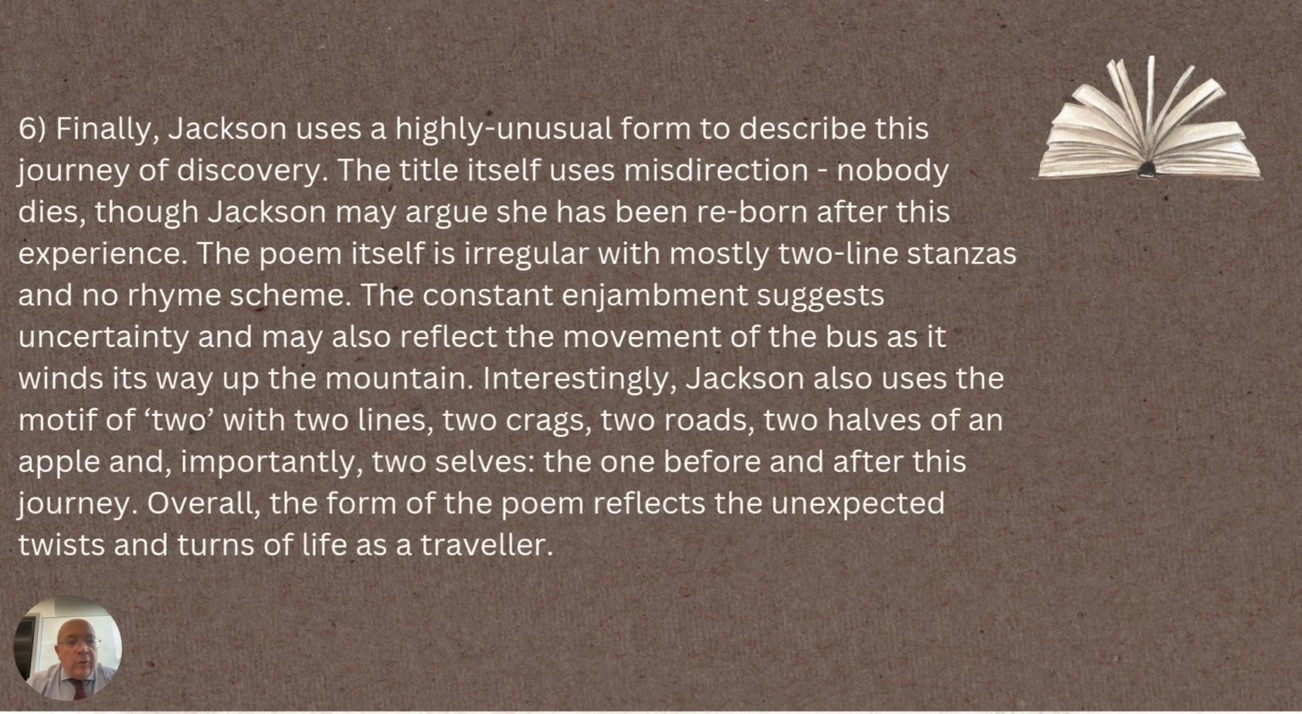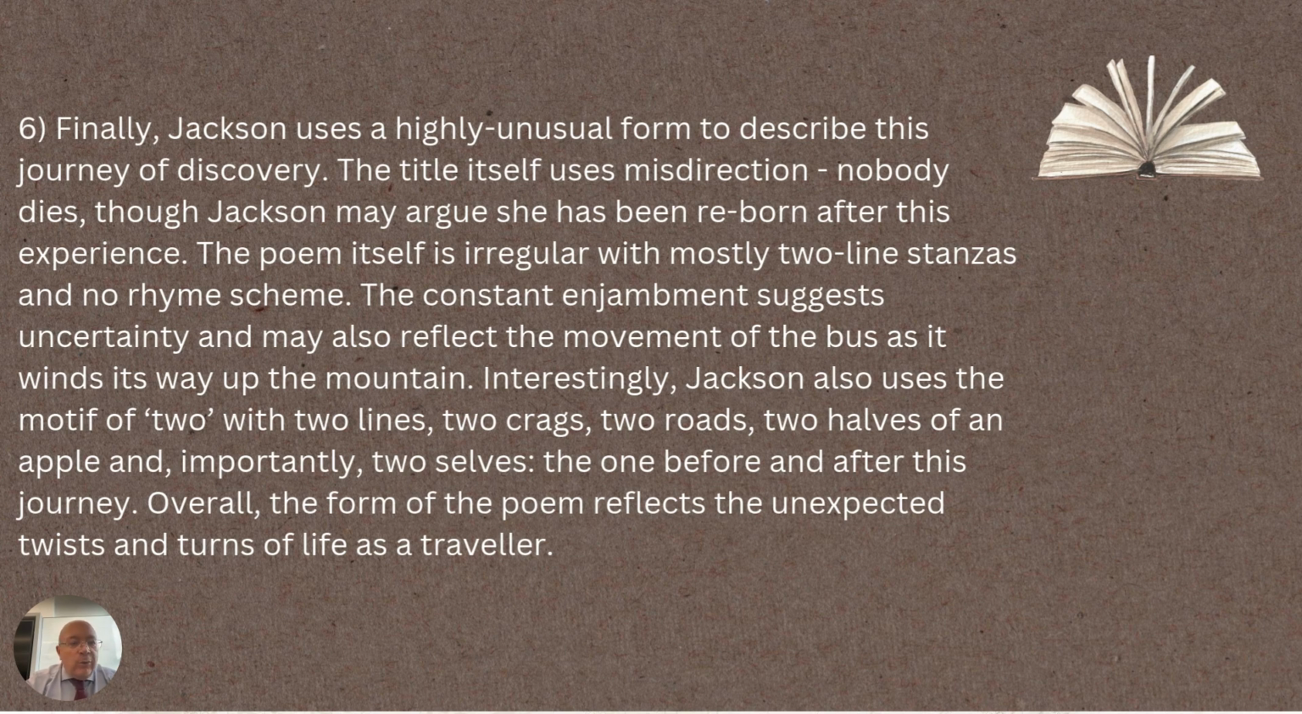And then moving on to the final section as we get towards the conclusion, if I can talk about the form effectively, then it's a good thing to do. Finally, Jackson uses a highly unusual form to describe this journey of discovery. The title itself uses misdirection. Nobody dies, though Jackson may argue she has been reborn after this experience. The poem itself is irregular, with mostly two-line stanzas and no rhyme scheme. The constant enjambment suggests uncertainty and may also reflect the movement of the bus as it winds its way up the mountain, going side to side.